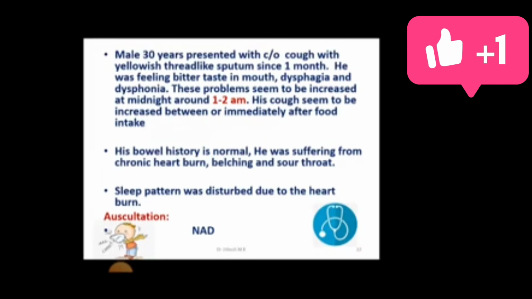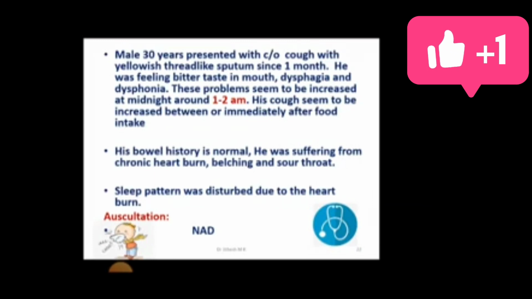Sorry. So, yellowish thread-like sputum since 1 month. He was feeling bitter taste in mouth, dysphagia, and dysphonia. Previously, the problems increased at the time of 3 or 4, and now he explained this. He gets awakened mostly at midnight, probably 12 o'clock. Between 12 and 2, the problems increase and he used to get up. His cough seemed to increase immediately after food intake.